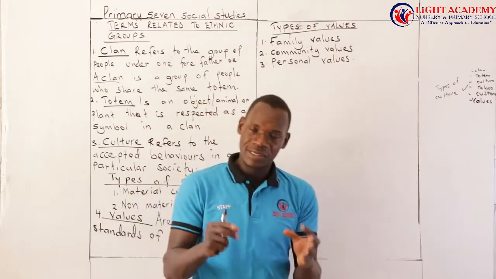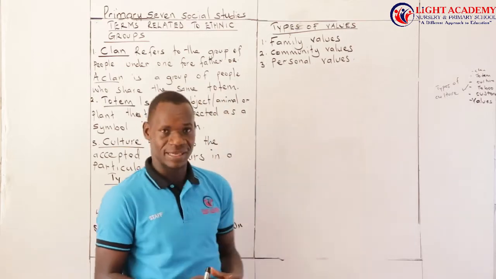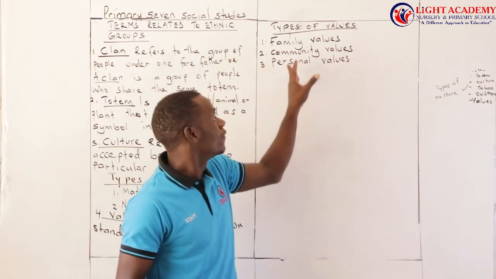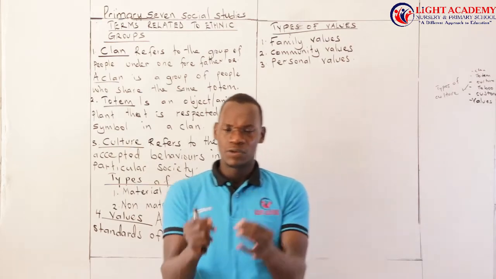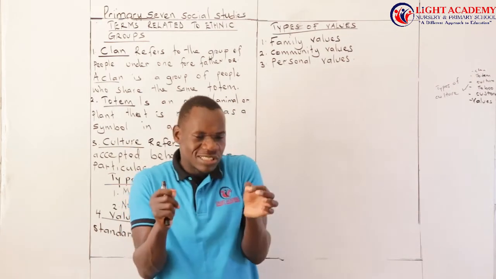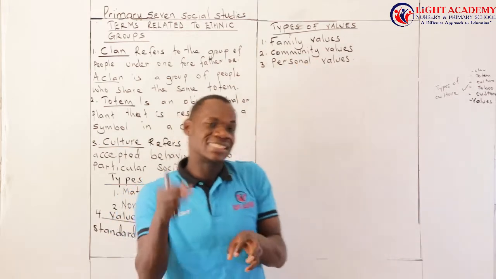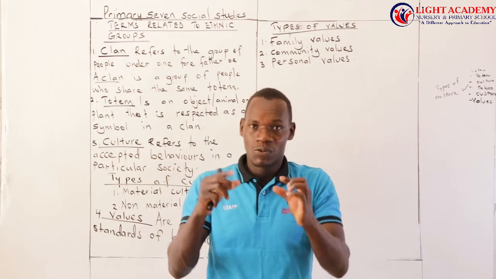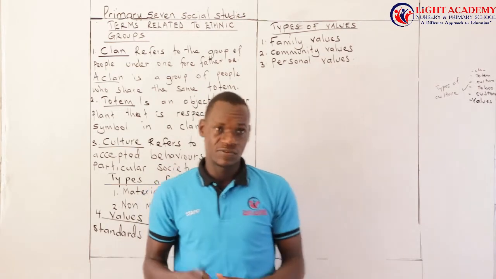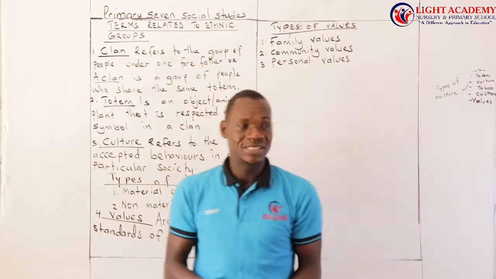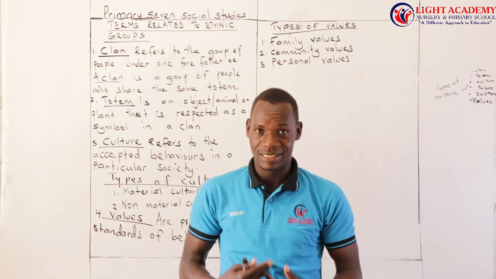My dear viewers, these are the types of values we have in the community. Those standards and principles of a given society, or other behaviors, they are these ones. Family values. How are family values important to the people? What are those values? The community values. What does the community want from the people of the community? We have the personal values. What does the community like as a person? What do you want from the community?